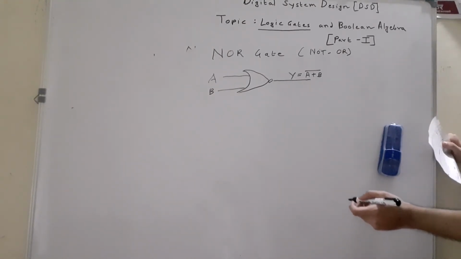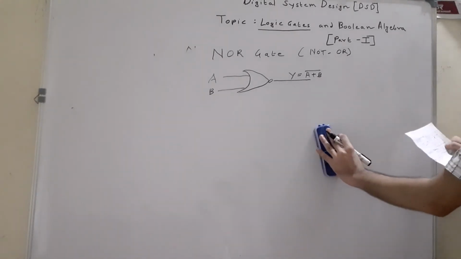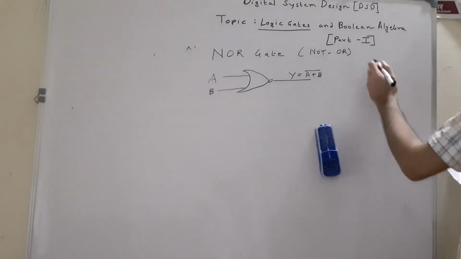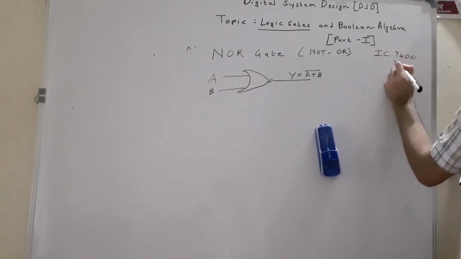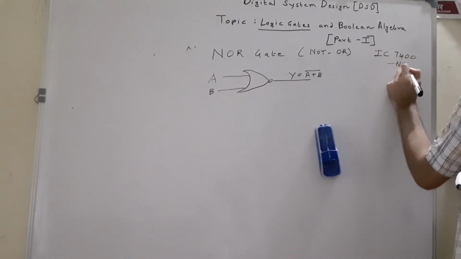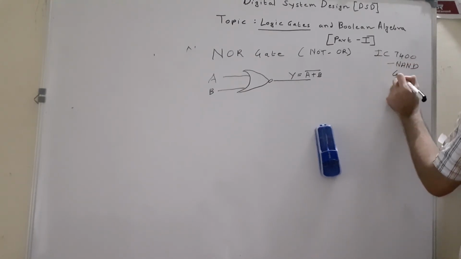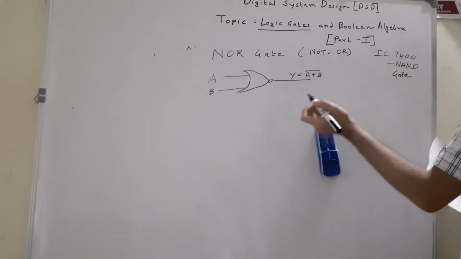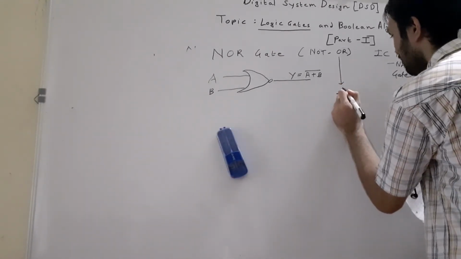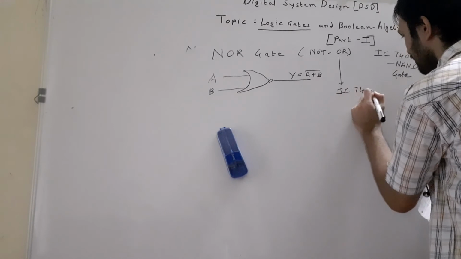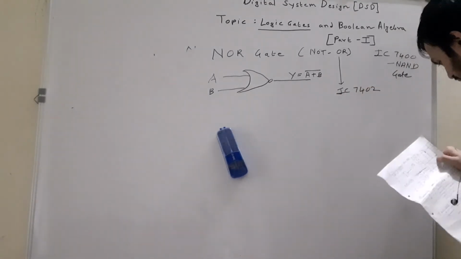So earlier I made a mistake here. IC 7400 will be your NAND gate. And what is the IC number for this one? NOR gate will be IC 7402. Sorry for this mistake.